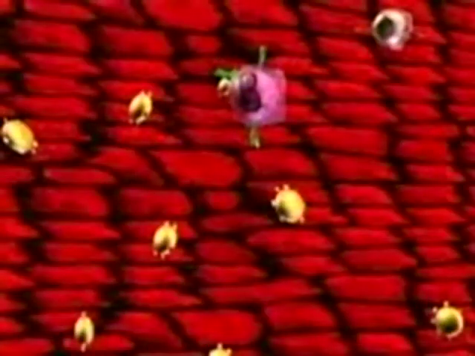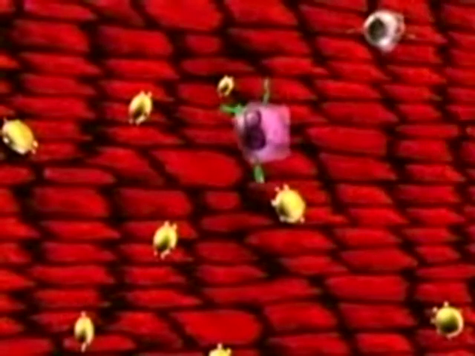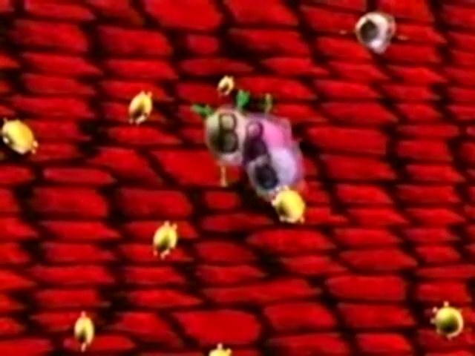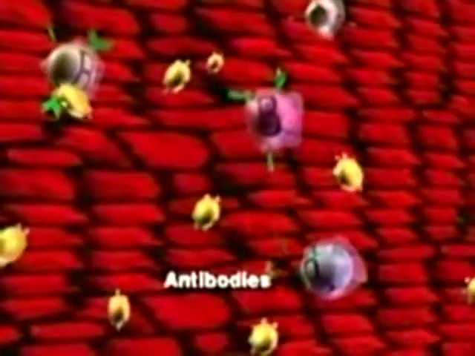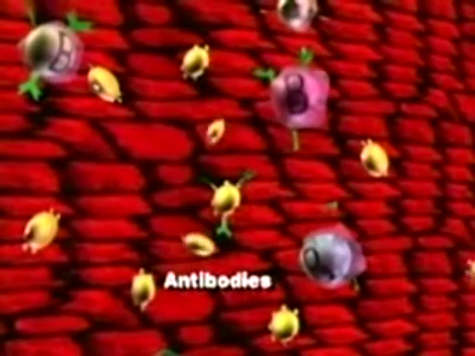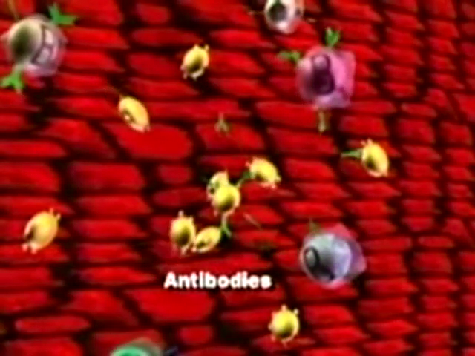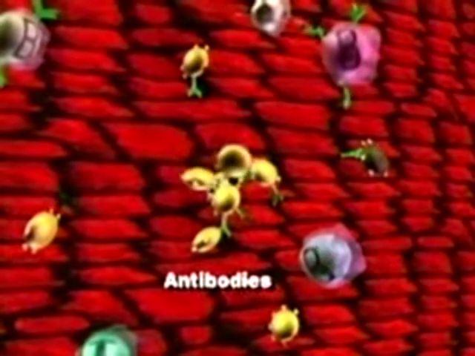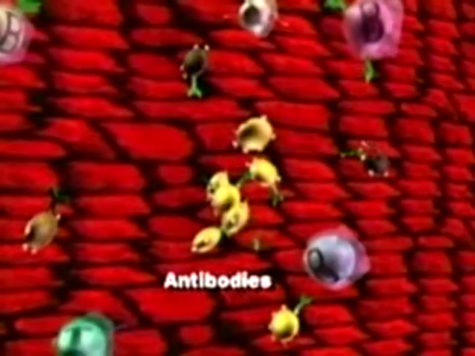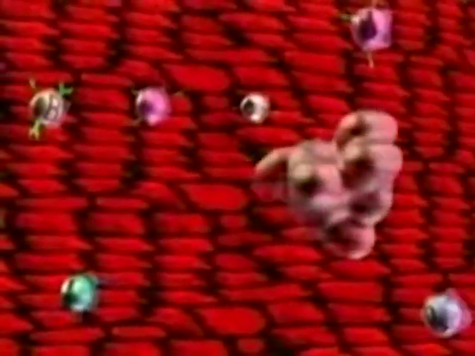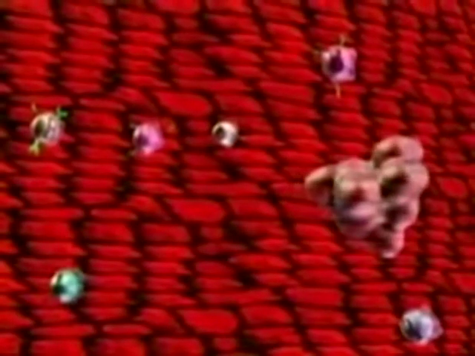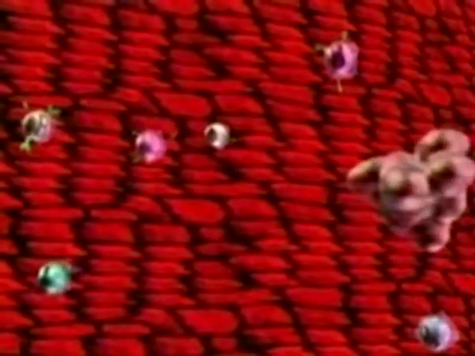T helper cells also activate white blood cells, called B cells. Activated B cells divide into plasma cells and memory B cells. Memory B cells remember the virus and help ward off future invasions. Plasma cells produce antibodies that attack a particular flu virus. They destroy some viruses and make others clump together so they can be easily engulfed by macrophages. After the virus is defeated, some antibodies remain in your body. If this strain of flu attacks again, the virus will be overcome before you even know you're infected.